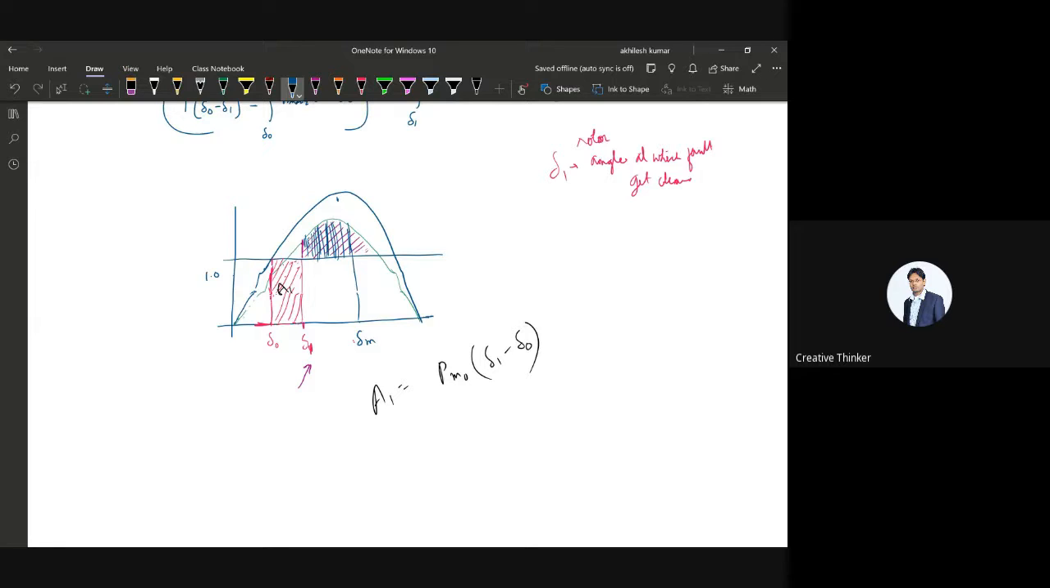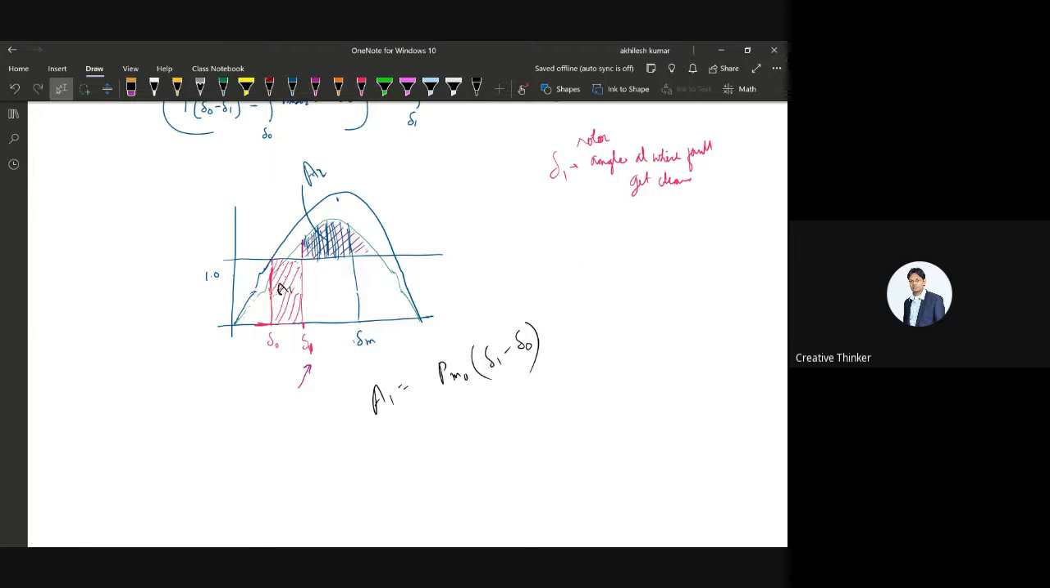When the fault gets cleared, the machine will decelerate, and it will go up to some maximum angle such that the A1 area is completed, up to the same amount of A1 area. Let that be delta max. At this point, A1 and A2 become equal. At delta max, A1 and A2 become equal.